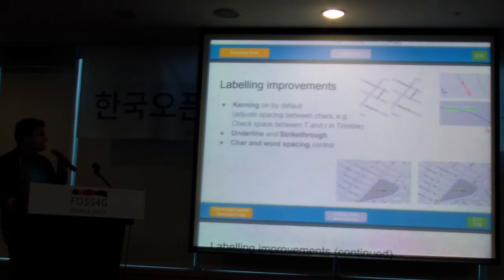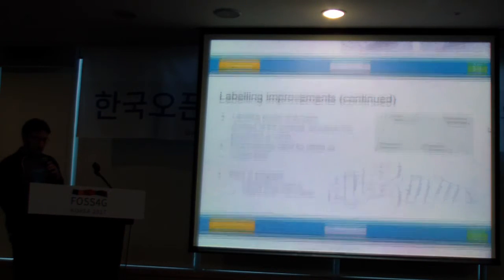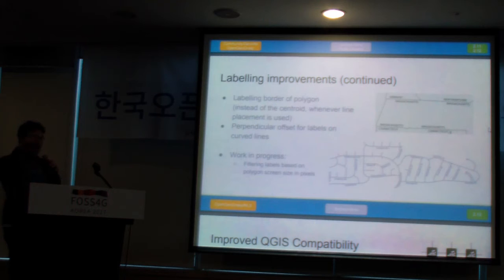There have been several improvements in the labeling subsystem, partly because of my work on OpenStreetMap, partly because of some work that I've been doing on QGIS, compatibility between QGIS and GeoServer. So we now support underline and strike through. We can control character and word spacing in the labels. And it's now possible to label the borders of a polygon instead of its centroid. And finally, perpendicular offset is supported for curved labels as well. Before, you could only place a curved label on top of a line but not offset it.